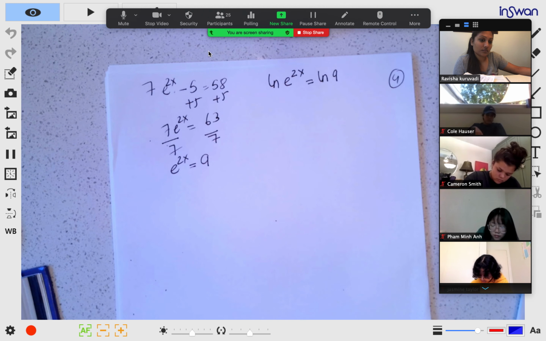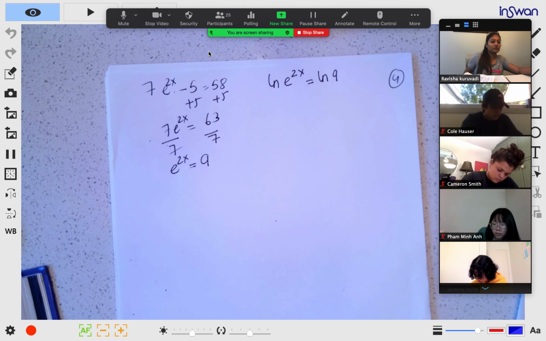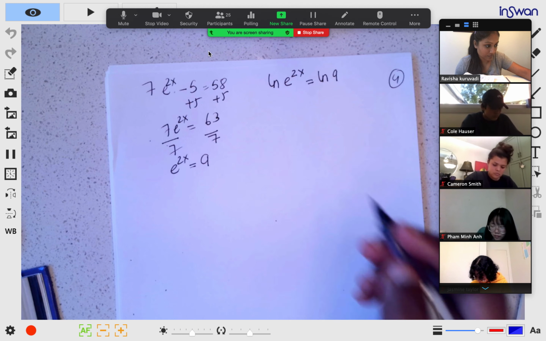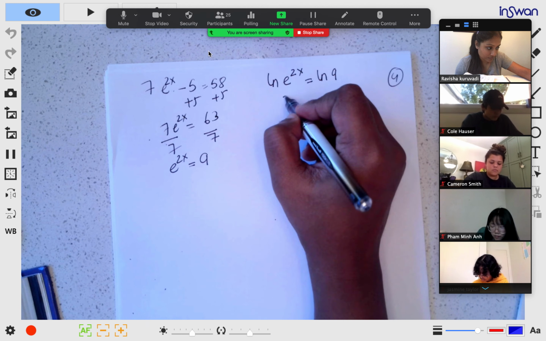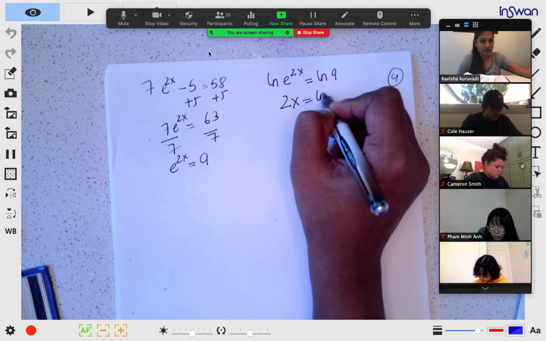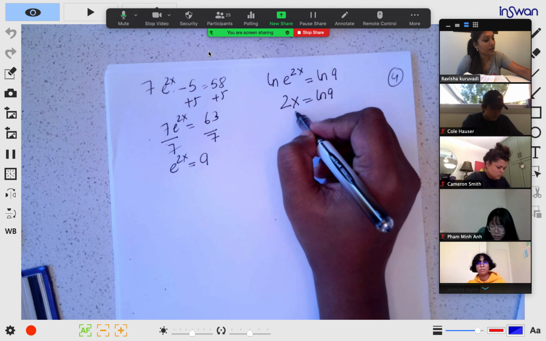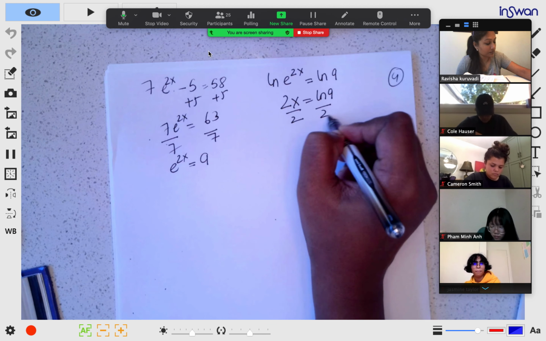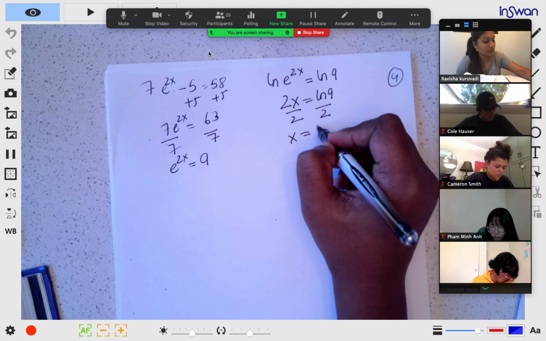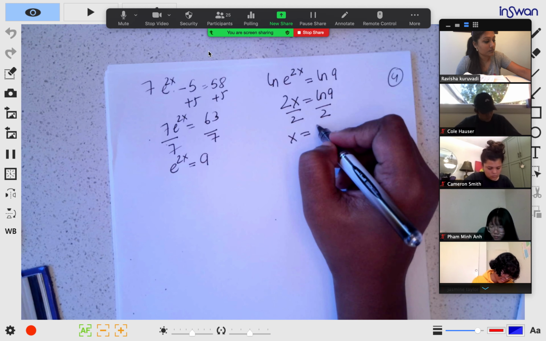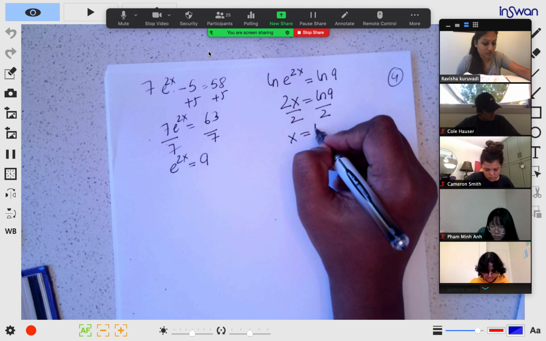And then because it's ln e, you could just eliminate the ln e, so it just becomes 2x equals ln 9. Correct. And then because you have 2x left, you divide by 2 on both sides. And then it becomes x equals ln 9 divided by 2.